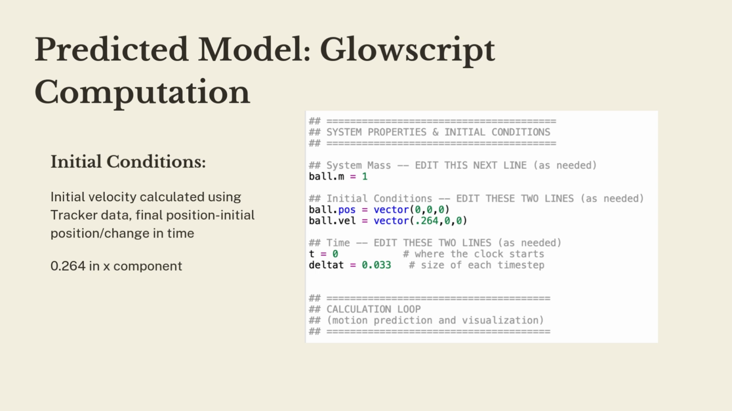So for the predicted model, we used the GlowScript computation. And then for the initial conditions, the initial velocity is calculated using the tracker data, which is final position minus initial position over change in time. And for us, the initial velocity was calculated to be 0.264 in the x component.